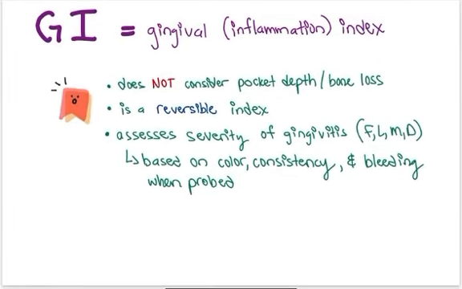Hello everyone, today I will be talking about the gingival inflammation index, also known as the GI index. Some baseline notes: it does not consider pocket depth or bone loss. It is a reversible index, and the GI mainly assesses the severity of gingivitis from the four surfaces of a tooth: facial, lingual, mesial, and distal. This is based on the color, the consistency, and bleeding when probed.